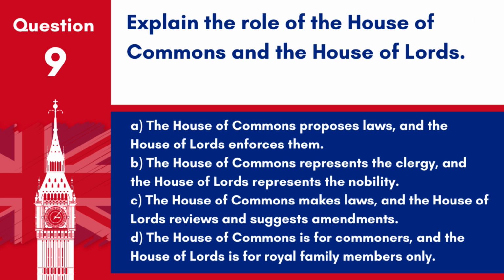Question 9. Explain the role of the House of Commons and the House of Lords. A. The House of Commons proposes laws, and the House of Lords enforces them. B. The House of Commons represents the clergy, and the House of Lords represents the nobility. C. The House of Commons makes laws, and the House of Lords reviews and suggests amendments. D. The House of Commons is for commoners, and the House of Lords is for royal family members only.